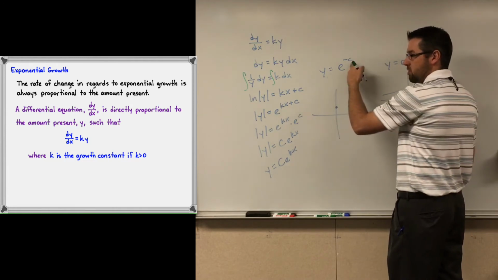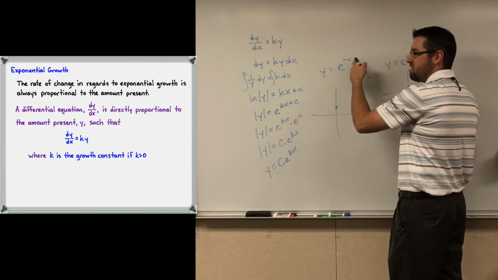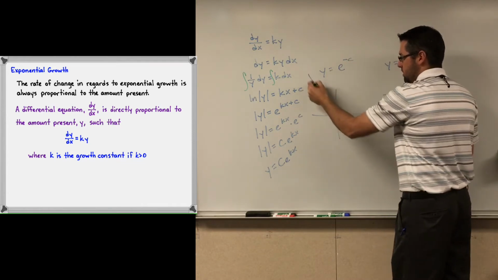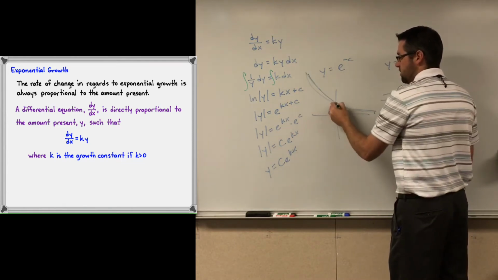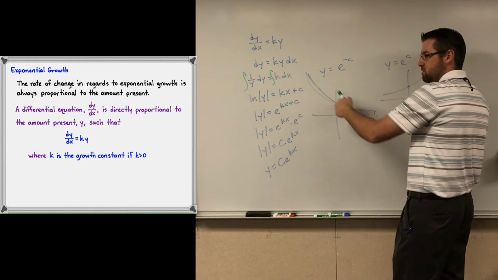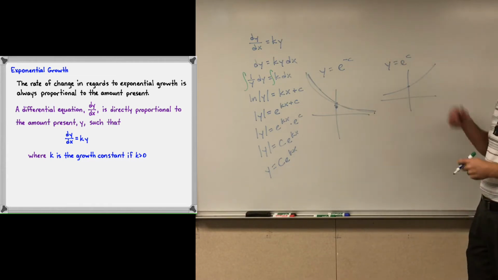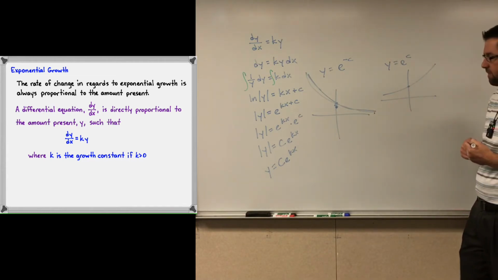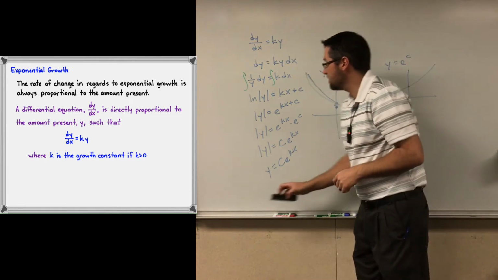Plug in a negative number. E to the negative infinity is e to the infinity. So we get the kind of the reflection of it. So you can see the function's decaying. It's decreasing, and this is increasing. Does that make sense? Okay. So you can see this is kind of cool.